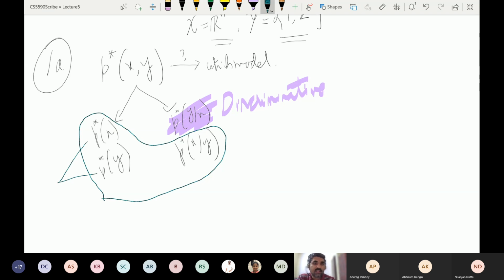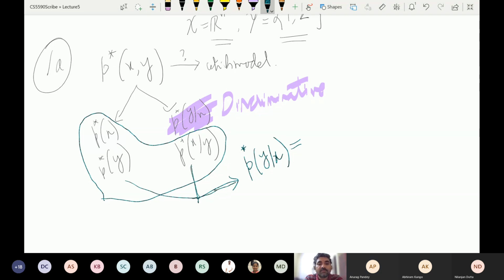I can show you multiple joint distributions which have the same marginal distribution, right? So that's not a correct choice. But if I model these two, then it is fine. Why? Because if I model these two, then I can always compute the posterior using a formula. Does anybody know a formula to compute the posterior from expressions of class conditional and the marginal over y?